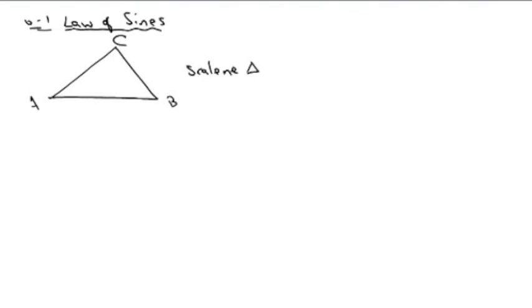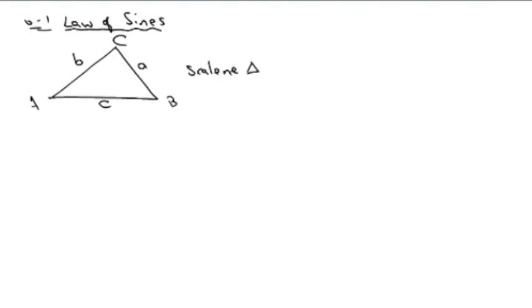When you label a triangle this way, this is angle A or vertex A. Opposite is always going to be little a. So the side is considered little a. It's just something you have to get used to for this section. If this is vertex B or angle B, the opposite side is little b. And then obviously little c down here.